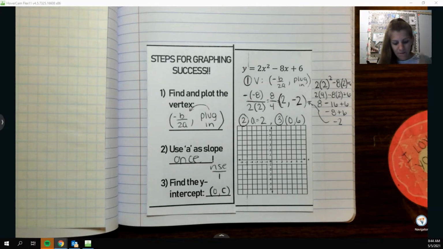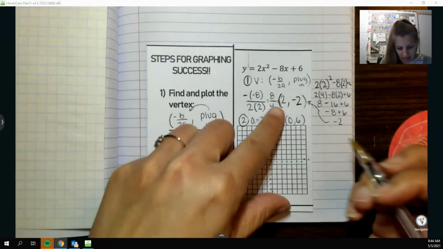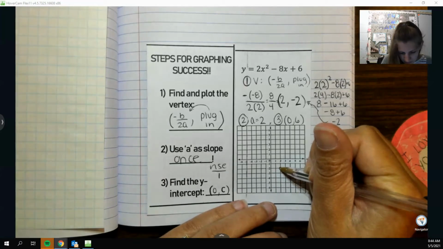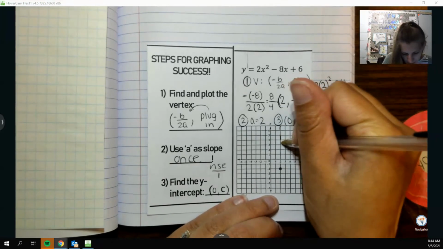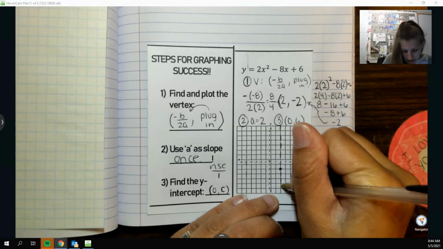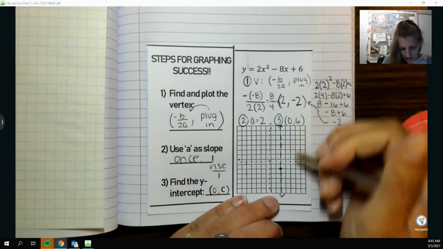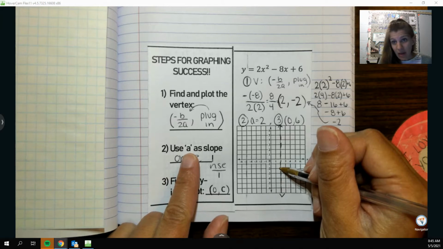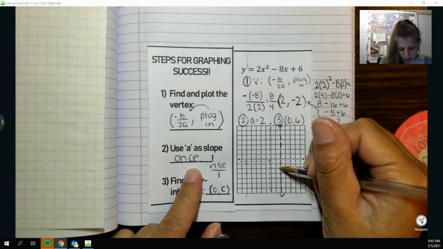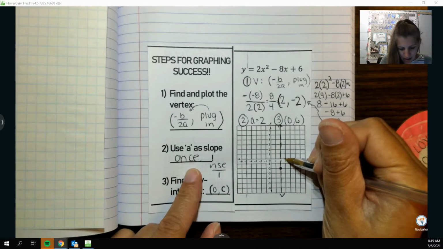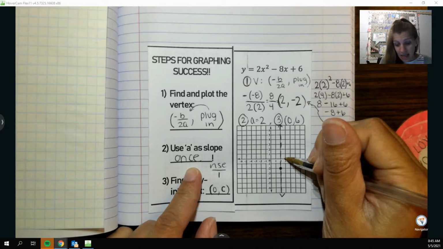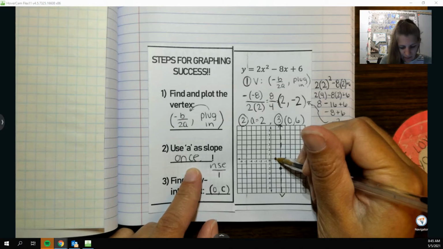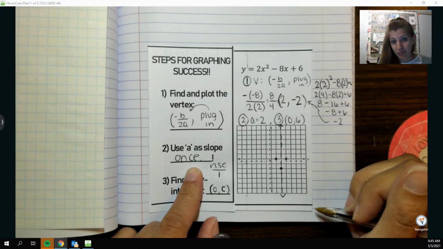So first we want to plot that vertex, which is at 2, negative 2. This is also where my line of symmetry is, which can be super helpful to draw. From there, I can use a as slope once, so I can go up 2 over 1. But it does help me to get another point because I can flip it over my axis of symmetry and put it on the other side.